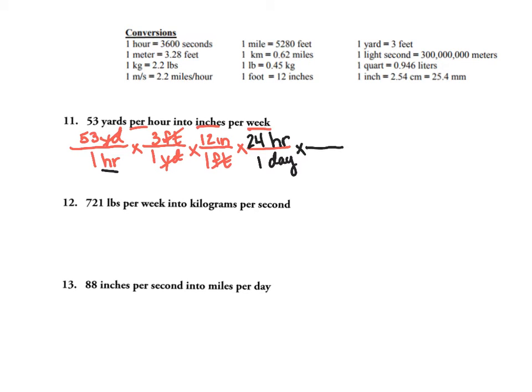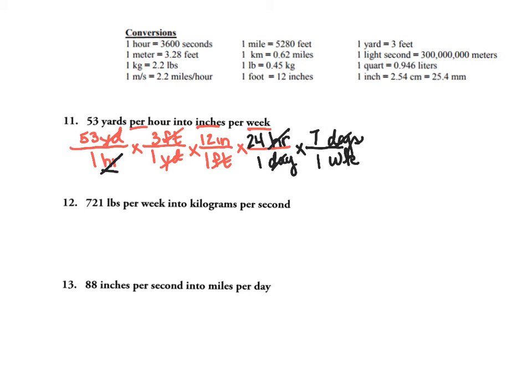So days are on the bottom. I'm going to put those on the top. So days go on the top and weeks go on the bottom. And so I know that there are 7 days in 1 week. And now my days are gone and my hours are also gone. They're far away from each other, but they're top and bottom, so they cancel.